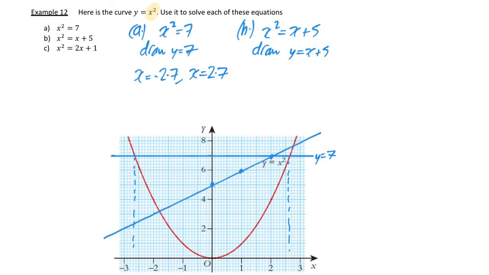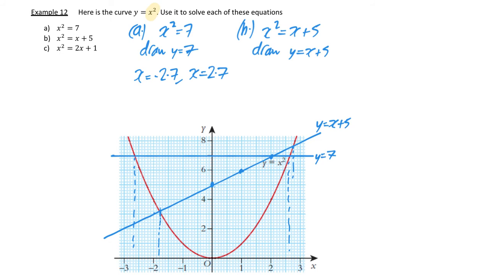Okay, I've got my line drawn. I'll just label it. That was y is equal to x plus 5. And then we have to realize where our points are going to be. So it met here. So go down to your axes and see what you get. And also it meets over here, and go down to your axes and see what you get.